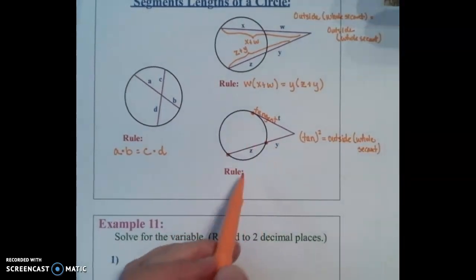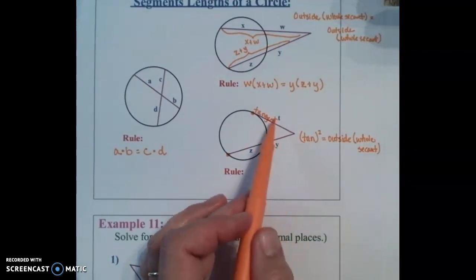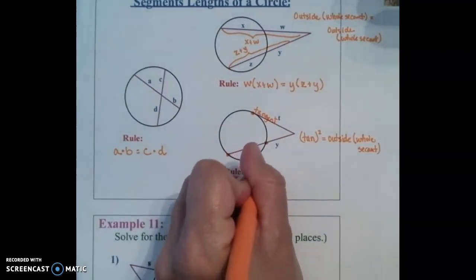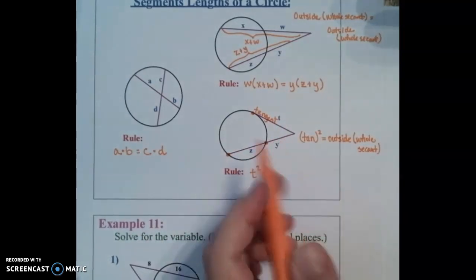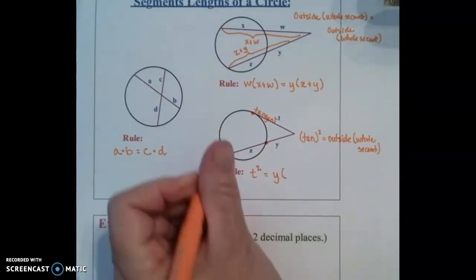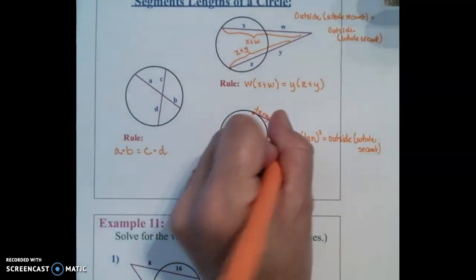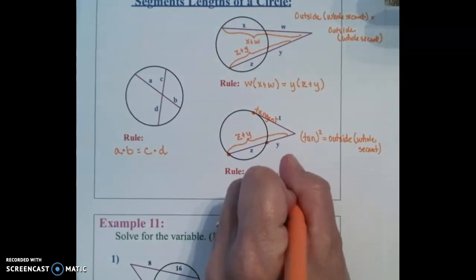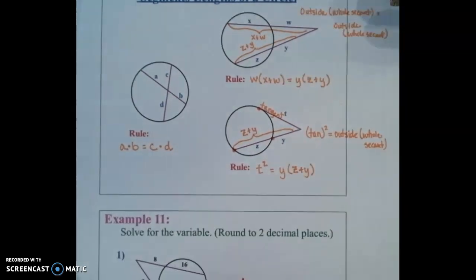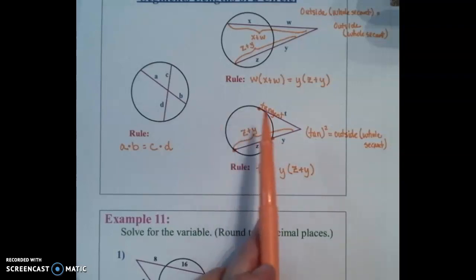So now let's use the variables that they've given us. Our tangent they've called t. So t squared is equal to outside of the circle times, I need the length of that whole secant, so that would be z plus y. And that's going to be the rule we use for this situation.